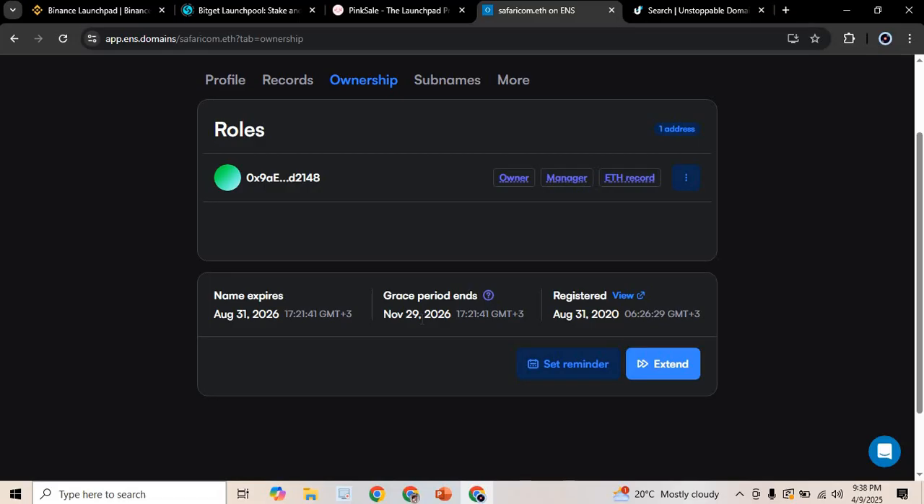This is another way of earning in crypto, and we look at examples of people who actually sold ENS domain names for a lot of money. For example, this person is actually doing the same thing. He's holding on to this domain name, safaricom.eth, because we said the Web3.